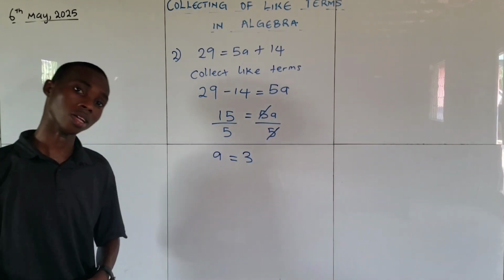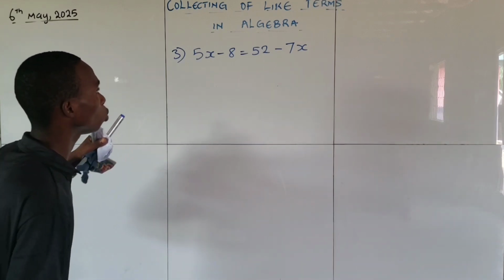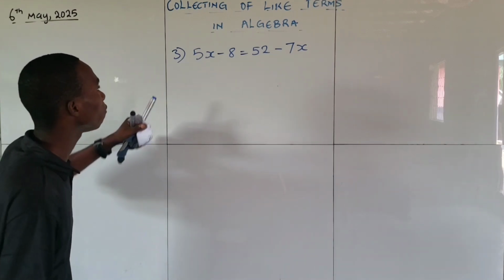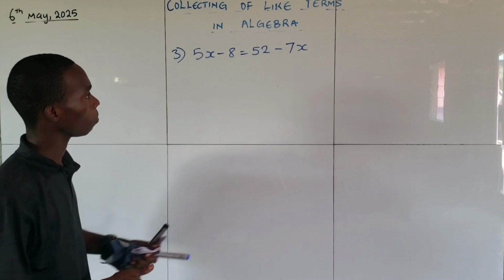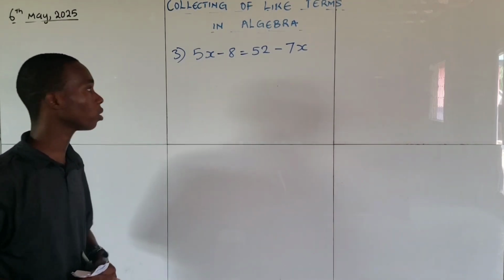As simple as that. Look at example 3 here. Example 3, they said we should collect these like terms. Now we have 5x minus 8 equal to 52 minus 7x.